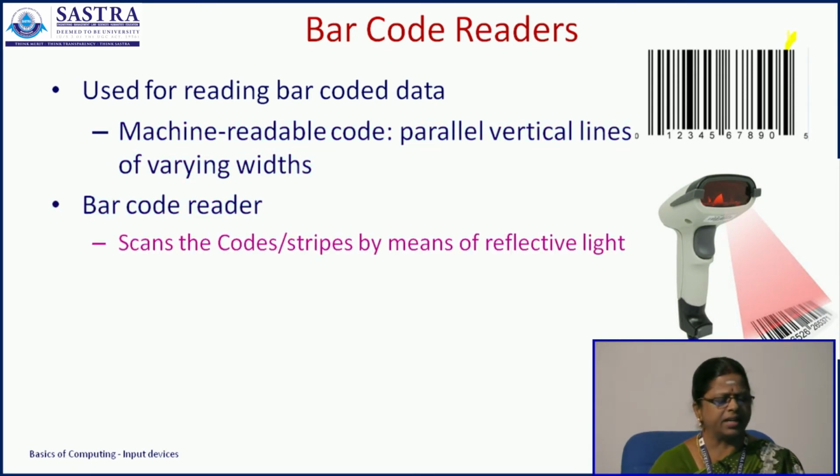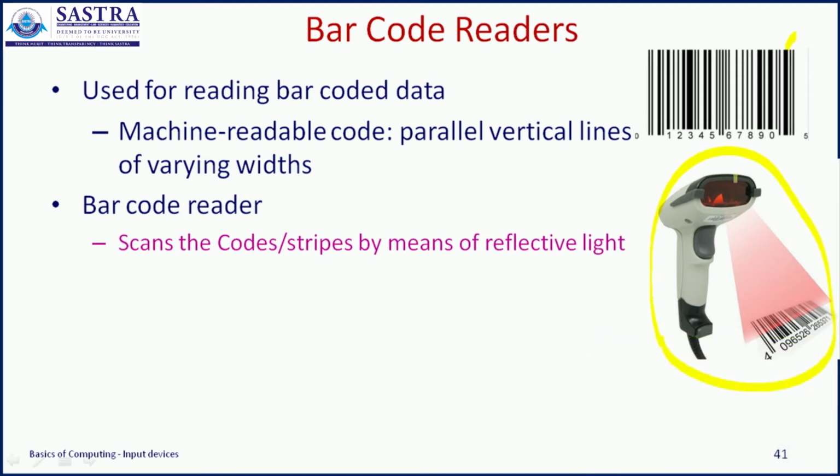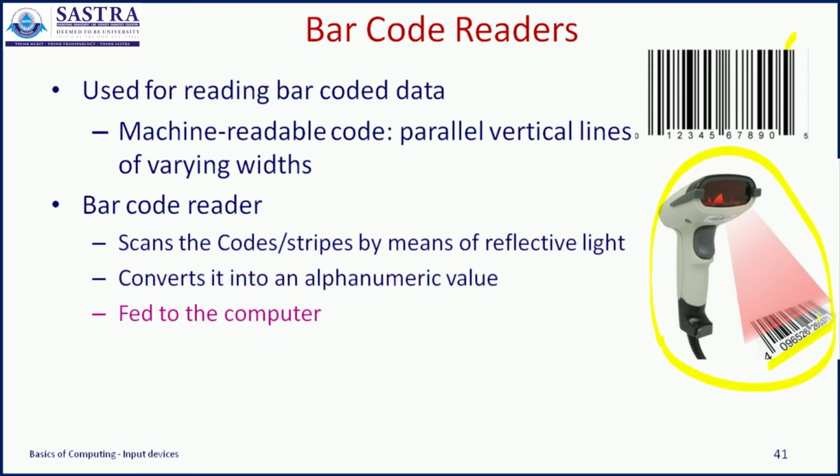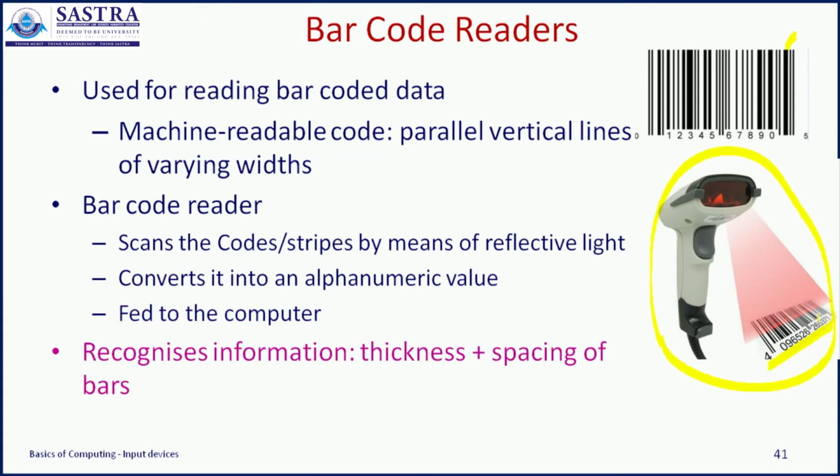A barcode reader scans the codes or strips by means of reflective light. This is your barcode reader. This reads the codes or the strips by means of reflective light. It converts it into alphanumeric value and it is fed to the computer. Computer recognizes the information which is in the form of thickness and spacing of the bars. The thickness varies and the spacing between the bar also varies.